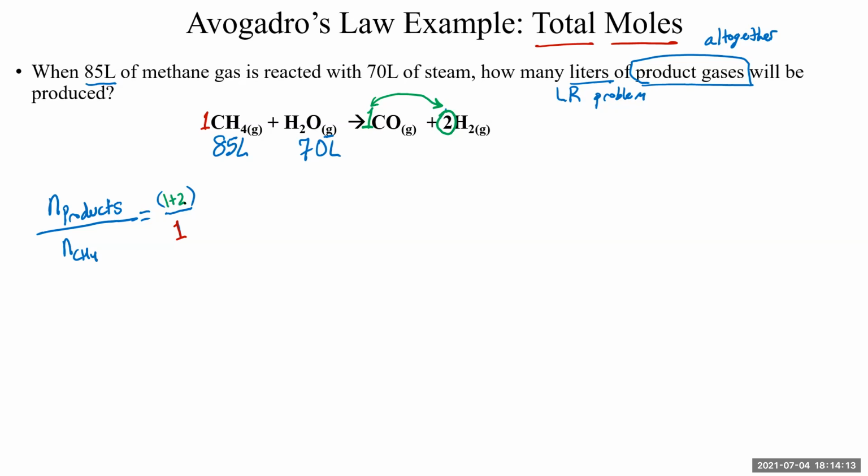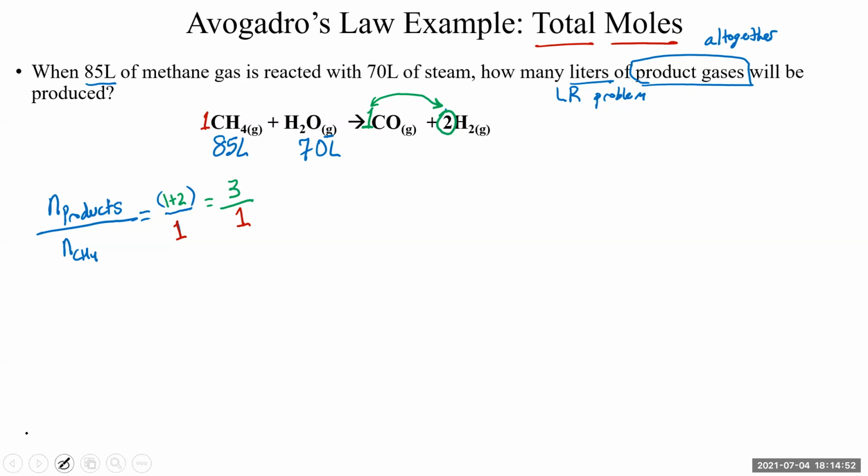So I have a 3-to-1 mole ratio of all my product gases to my methane gas. That's the idea here. That's the only wrinkle here. Everything else is exactly the same. My volume ratio is 3-to-1. So if I have 85 liters of methane, then my volume ratio of 3-to-1 applied to 85 liters, I should have 3 times as many liters of CO and H2 taken together as my methane.